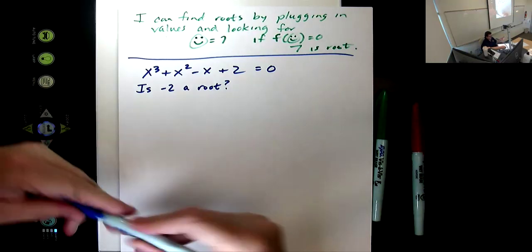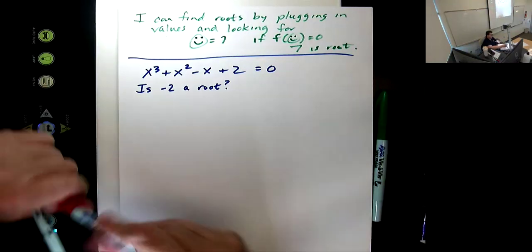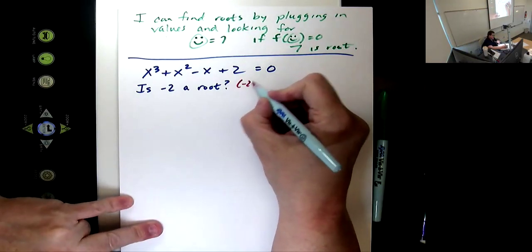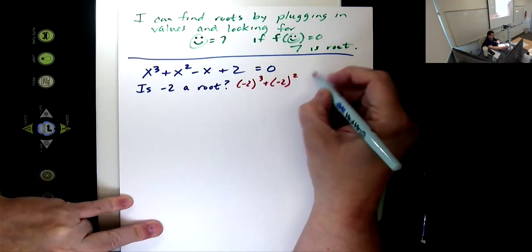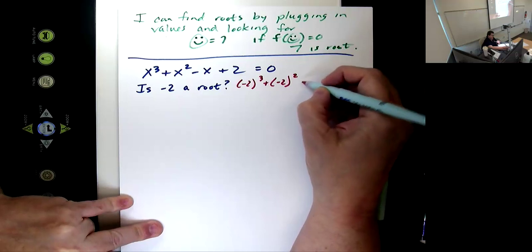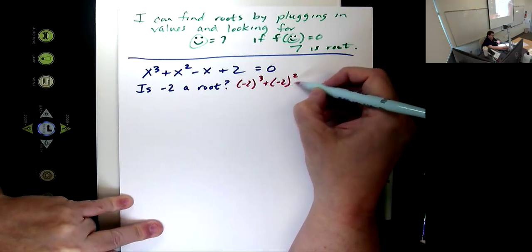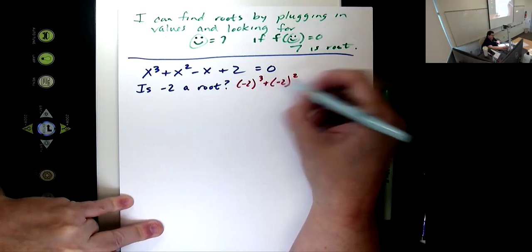So what we do is we just plug it in, making sure to put the exponents outside of the parentheses so that the exponent hits the negative sign.